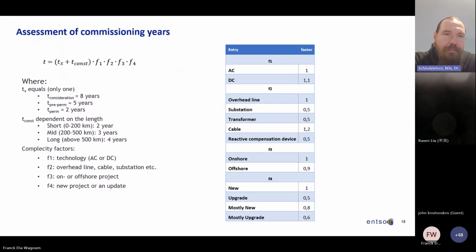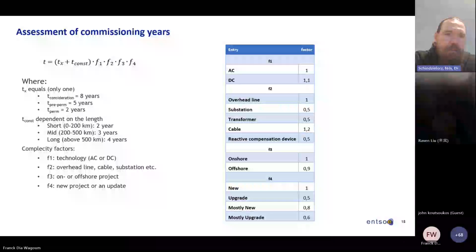So that is kind of a little bit not clear, but I'm saying it to you now, so it should be clear then. So the Tconst stands for the time for the construction of the project, which is dependent on the length, as you see it in the definition below. And the Tx is dependent on what stage the project is in. So we have three different stages that are to be considered here.